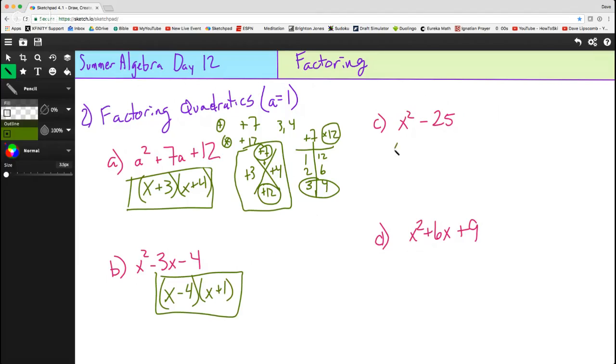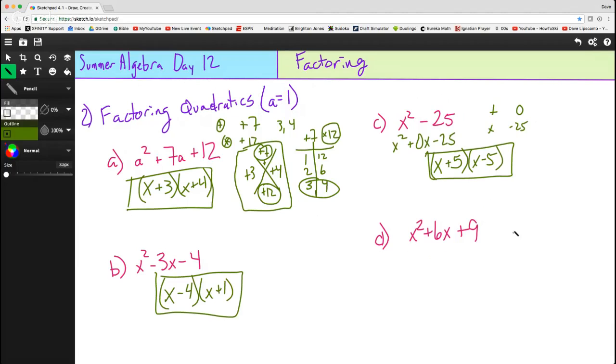You've got to think of this like x squared plus 0x minus 25. This is also a special pattern. We haven't talked about those yet, but if you don't know the special patterns, you can still look at it this way. You need two numbers that add to 0 and then multiply to negative 25. Well, all numbers that add to 0 are additive inverses of each other. So what numbers multiply to 25? Well, that would be plus 5 and minus 5.